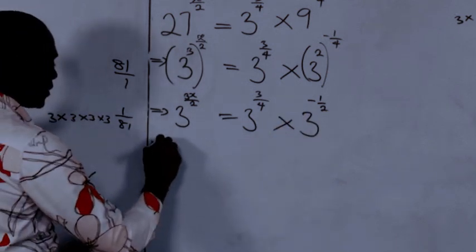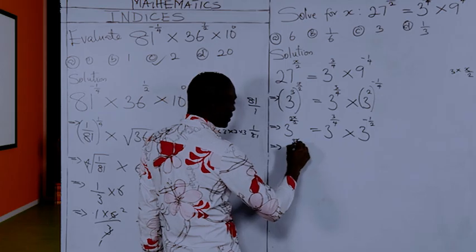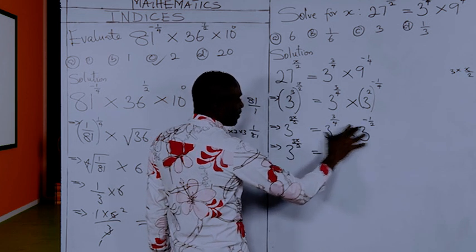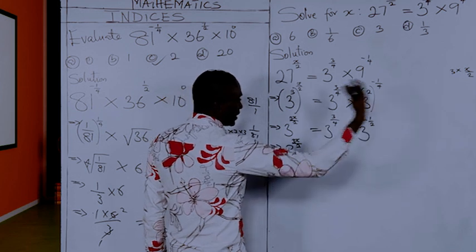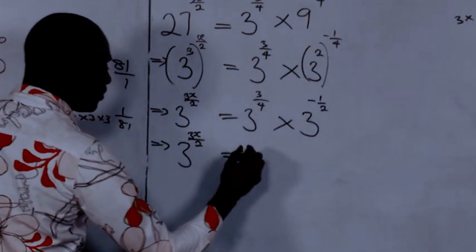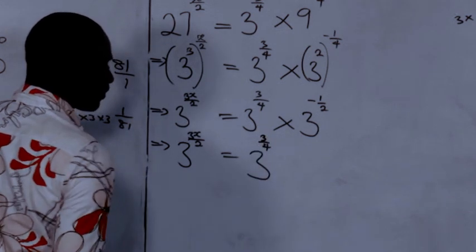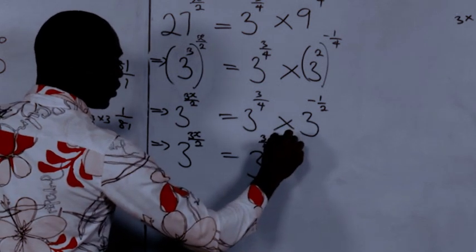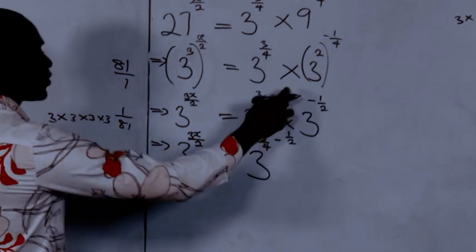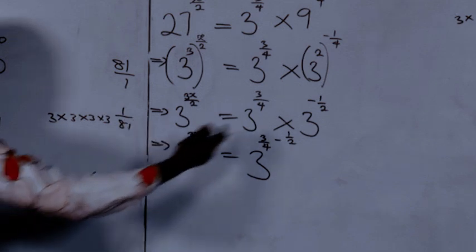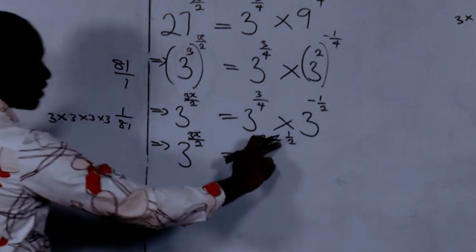So this will give us 3. I still have my 3 raised to power 3x over 2 here. All right. I have my common base, which is 3, at the right hand side. So this will be 3 raised to power of 3 over 4, minus 1 over 2. You may ask, how is it not plus? Maybe this is a multiplication sign, it's supposed to be plus. Yes, it's going to be plus, but because of minus 1 over 2 here, plus times minus will give us minus. That's how I have my minus.